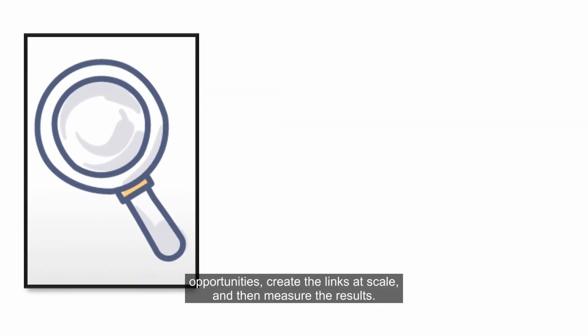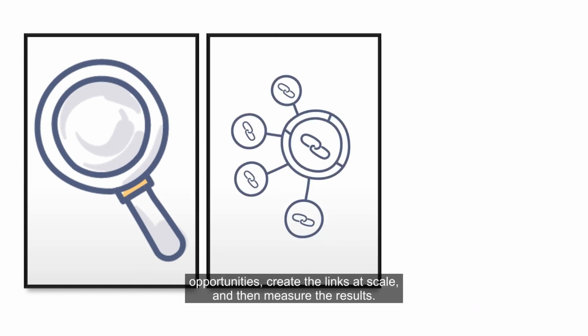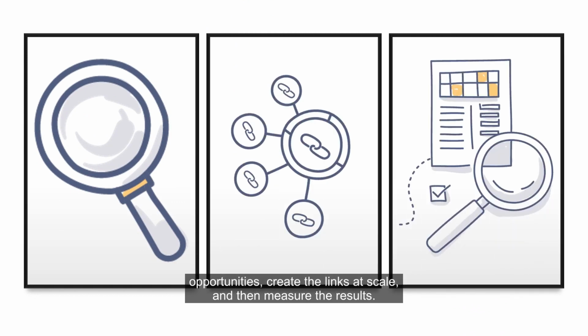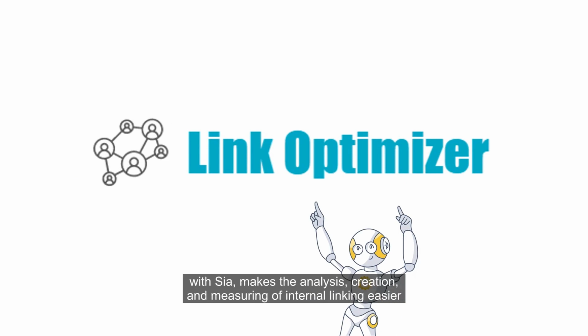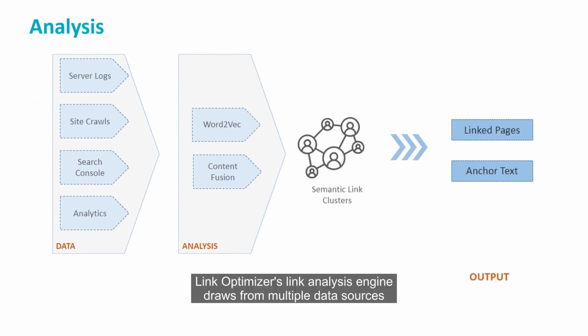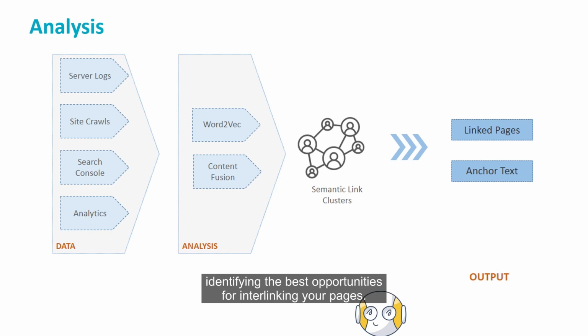You have to identify the linking opportunities, create the links at scale, and then measure the results. Link Optimizer and Clarity Automate, now with Sia, makes the analysis, creation, and measuring of internal linking easier than ever before, even at enterprise scale. Link Optimizer's link analysis engine draws from multiple data sources and uses seoClarity Sia to perform a sophisticated semantic AI analysis, identifying the best opportunities for interlinking your pages.